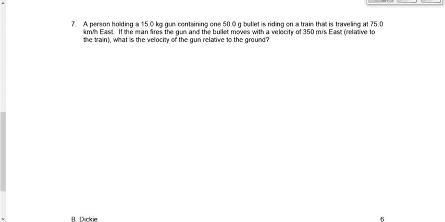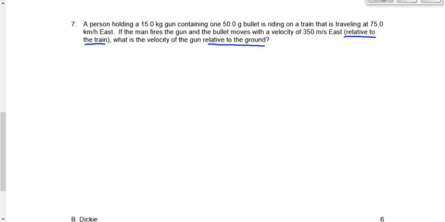The problem with this one is that it involves relative motion, 2 different frames of reference. We have a situation where a person is holding a gun and firing the gun inside a train that is moving. That in itself is not a problem, but we're given a velocity of the bullet relative to the train, and then we want to find a velocity of the gun relative to the ground. 2 different frames of reference.